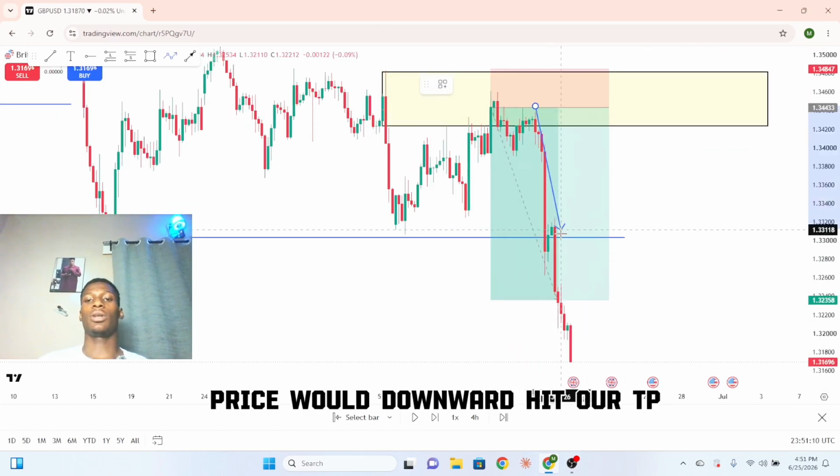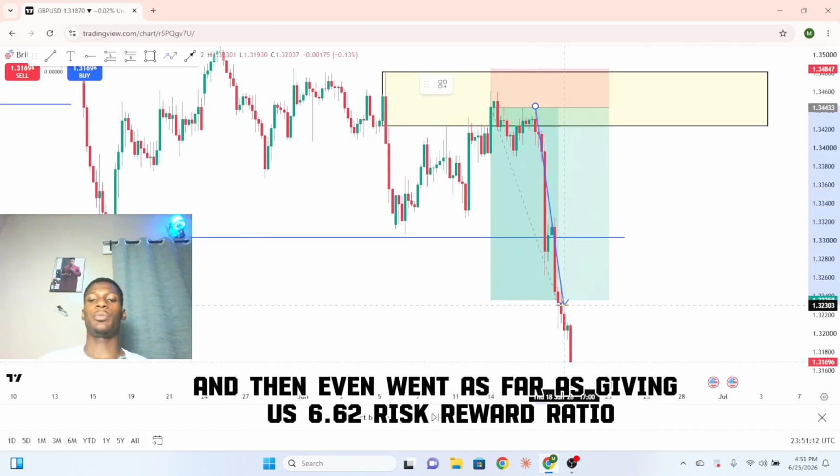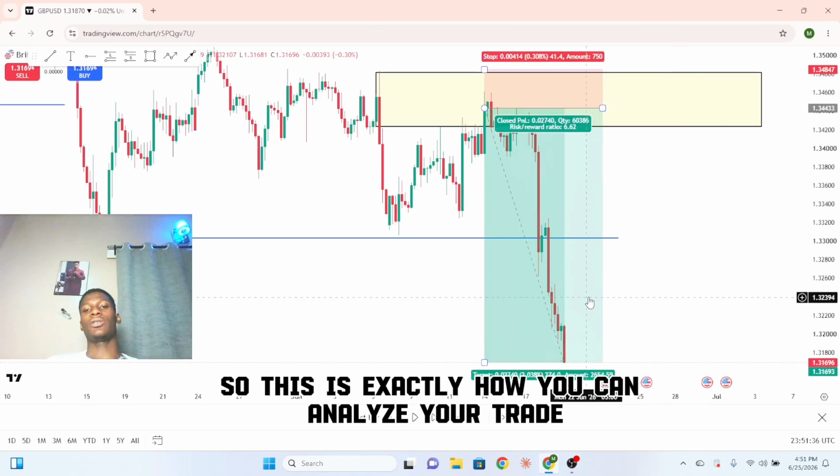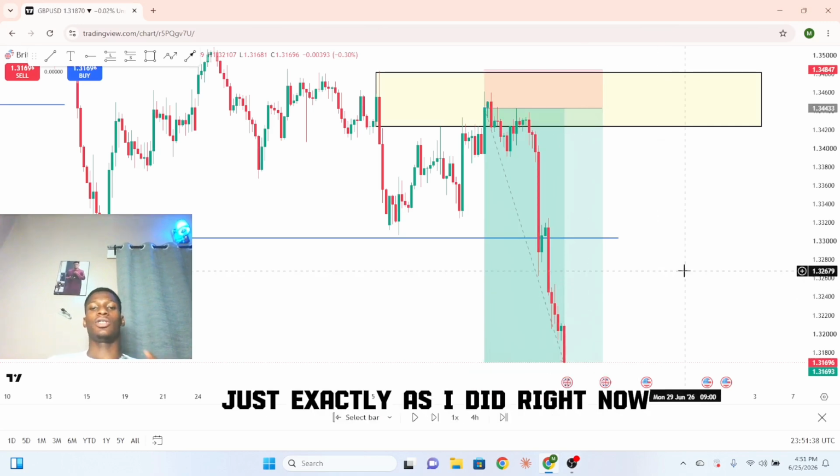Price went downward, hit our TP, and then even went as far as giving us a 6.62 risk to reward ratio. So this is exactly how you can analyze your trade in order to get good entries, just exactly as I did right now.